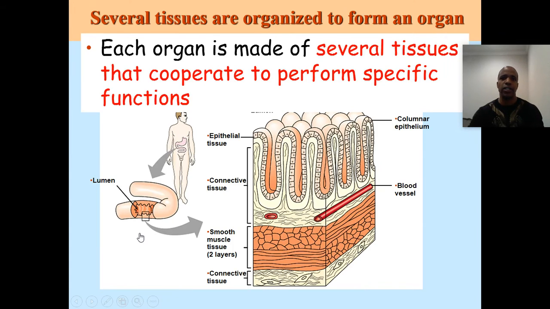All right, each organ is made of several tissues that cooperate to perform specific functions. Here you've got the epithelial tissue, the outer layer, connective tissue, smooth muscles deeper, all the way down to connective tissue down to the deep, deep bone.